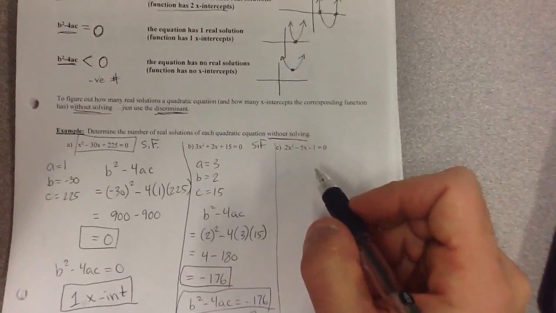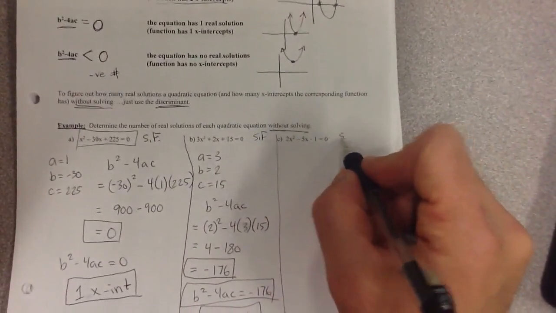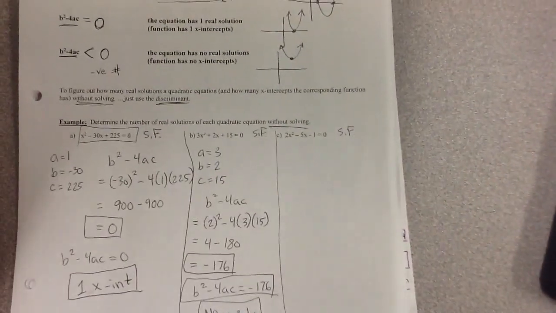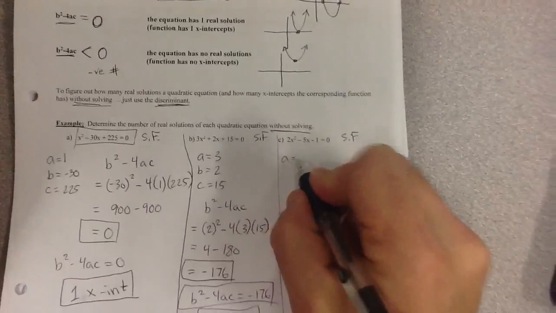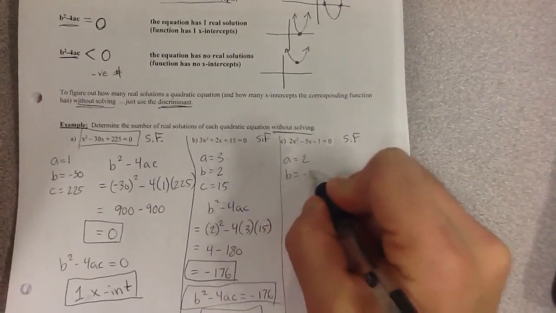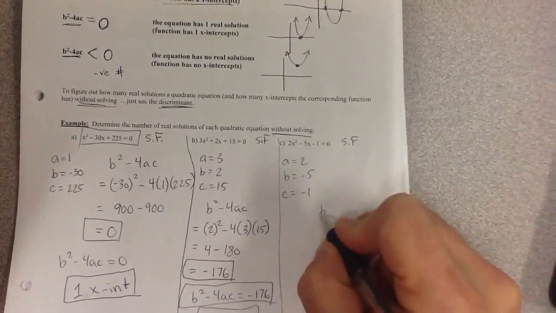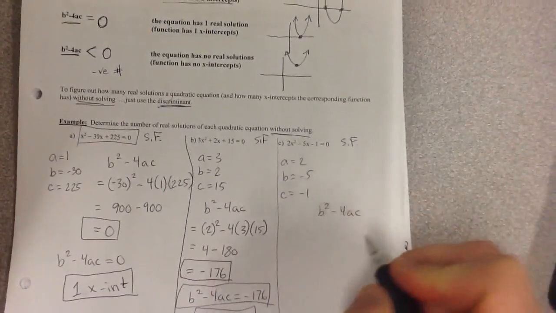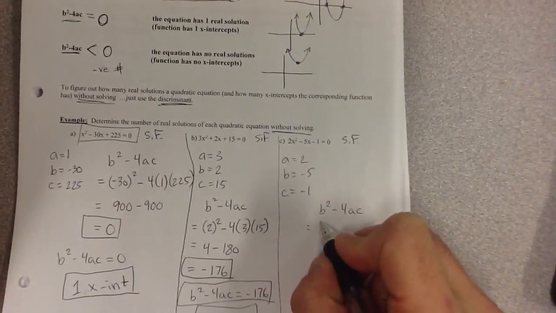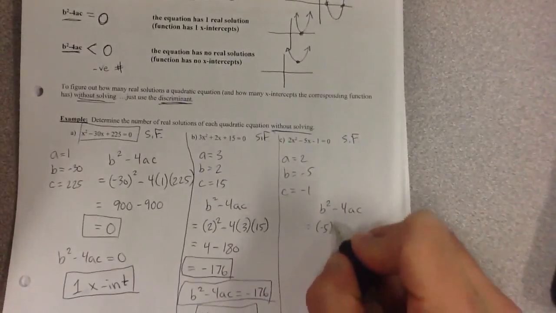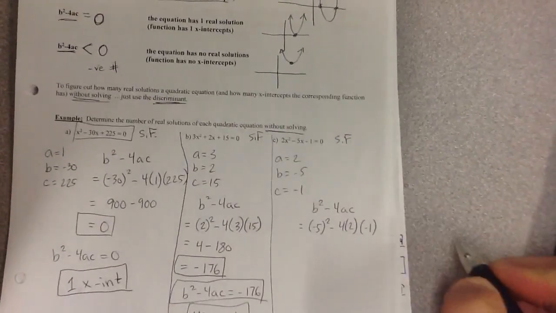Let's take a look at the last one. The last one has 2x squared minus 5x minus 1, and this is in standard form. Remember, if it's not in standard form, you have to first put it in standard form. My a value in this case is 2, my b value is negative 5, and my c value is negative 1. Now, using my discriminant, because it's asking me to figure out how many solutions, this is going to be b, which is negative 5, all squared, minus 4 times a, which is 2, times c, which is negative 1.